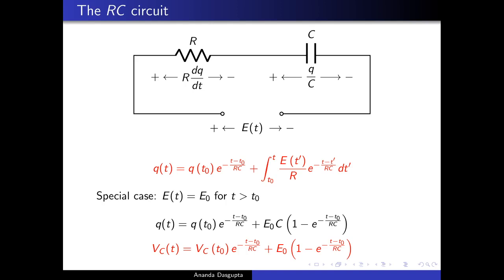But no matter what you do, in the long run here, something very simple happens. You end up with a steady state at a constant voltage. Once the capacitor balances out the battery, that's it.